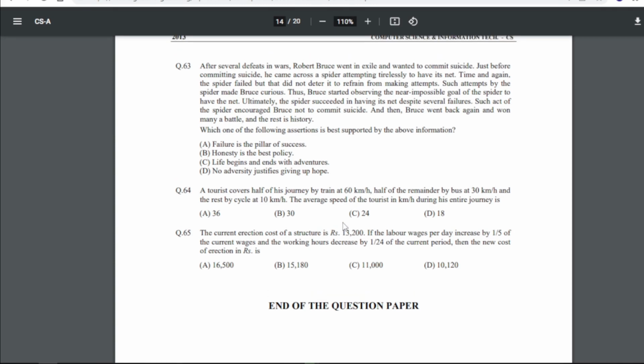Now 65 is the current erection cost of a structure is rupees 13,200. If the labor wages per day increases by 1/5 of the current wages and the working hours decrease by 1/24 of the current period, then the new cost of erection in rupees is what? So if you solve this particular question you will get the answer as B, that is 15,180.